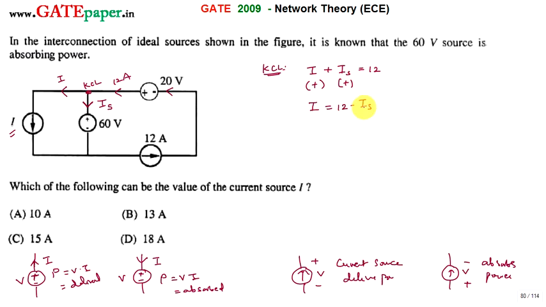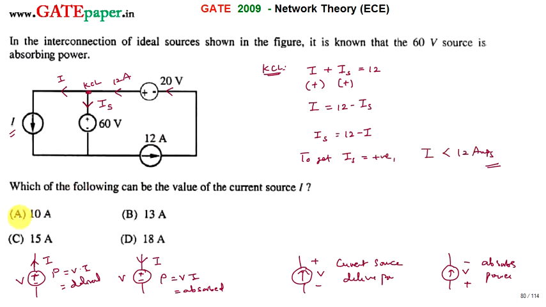Otherwise, IS can be written as IS equal to 12 minus I. To get IS positive, I must be less than 12 amperes. So the current I must be less than 12 amperes, and only then will you get the IS value as positive. Whichever option satisfies this condition will be the answer.